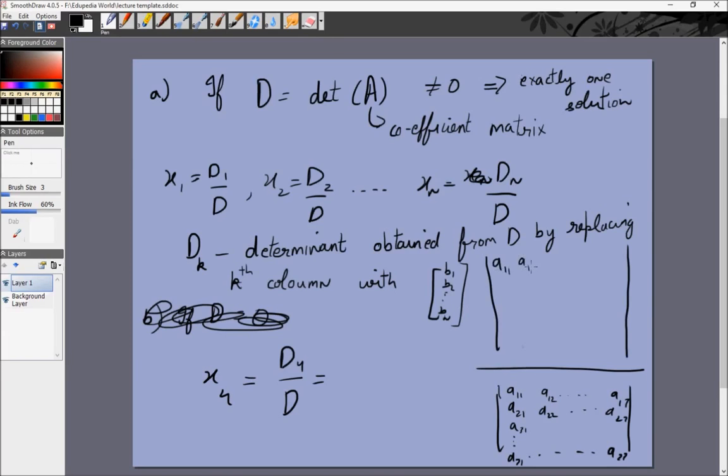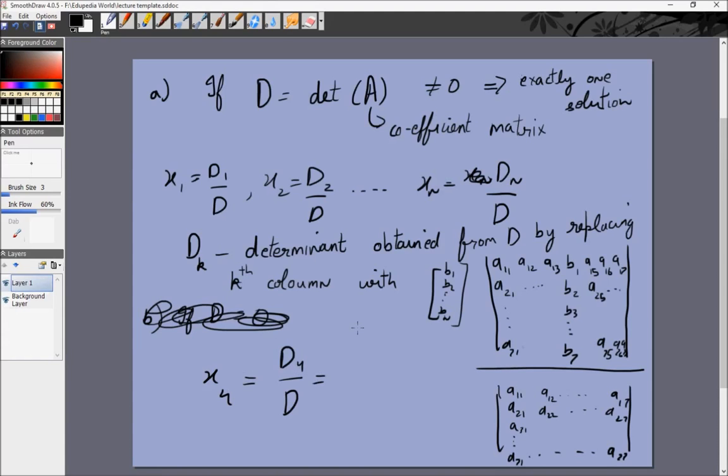a11, a12, a13, a15, a16, a17, a21, a25, a71, a75, a76, a77, and then this column, the fourth column, will simply be b1, b2, b3 till b7. So that's all you need to do. You need to replace the kth column with b1 to bn. The kth column will have n entries and this has n entries. And that simply will give you the value of x4.